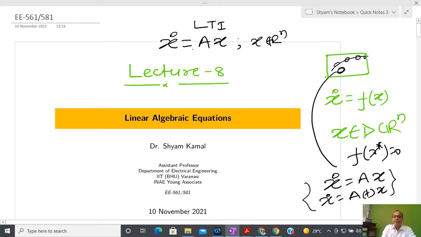There is no need to worry. Equilibrium point means x is a state vector here. Suppose I have x1 up to xn. Now you can interpret this as a position, so I have a position vector. If I define x dot, then what is the physical interpretation for that? I have position, so what is the derivative of position? Velocity.